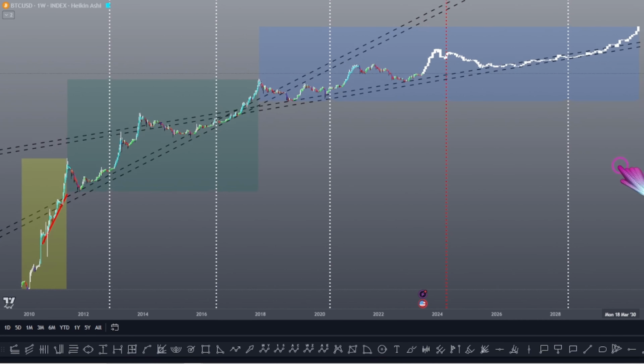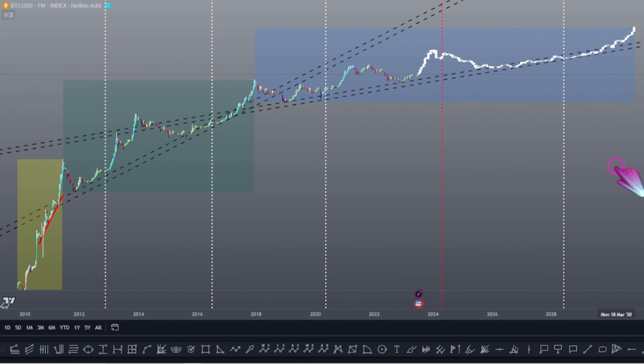So the vertical lines that we see on here are representative of the halvings. Obviously, the first three halvings that we've seen, taking us back to November 2012, July of 2016, and then May of 2020. 4 years apart each time, as they are statically supposed to happen that way.